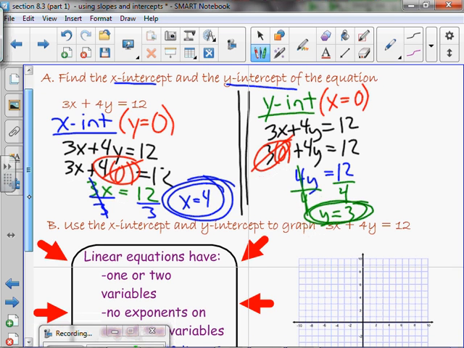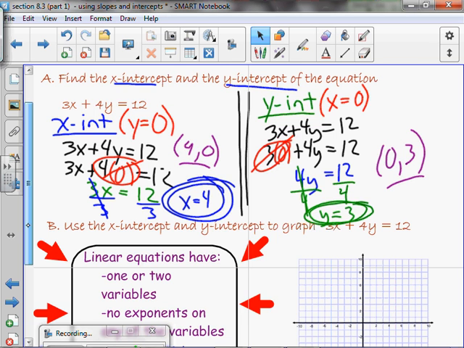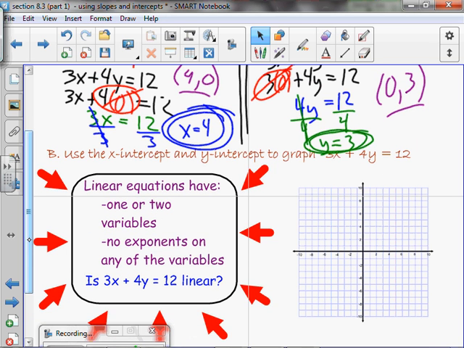Now I'm going to graph these 2 points. I'm going to create the points in purple so they stand out. This first point over here is 4, 0. That was my x-intercept. And my y-intercept was 0, 3. Those are the coordinates for the intercepts, rather. Now I'm going to graph these 2 points, 4, 0 and 0, 3. 4, 0, I go over 4 and up none. So that's right there. 0, 3, I go over none and up 3.